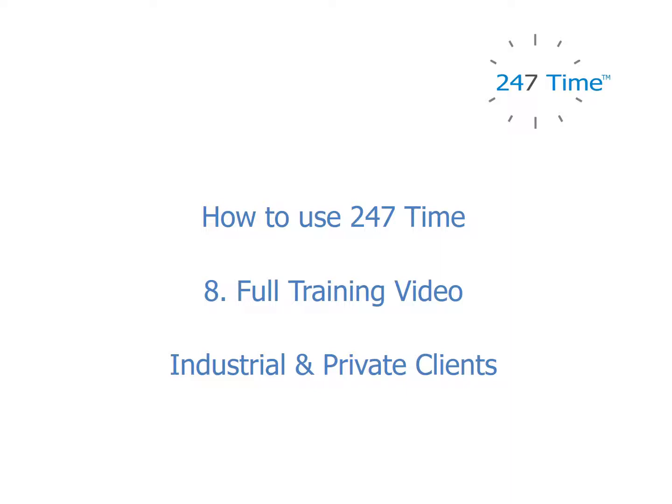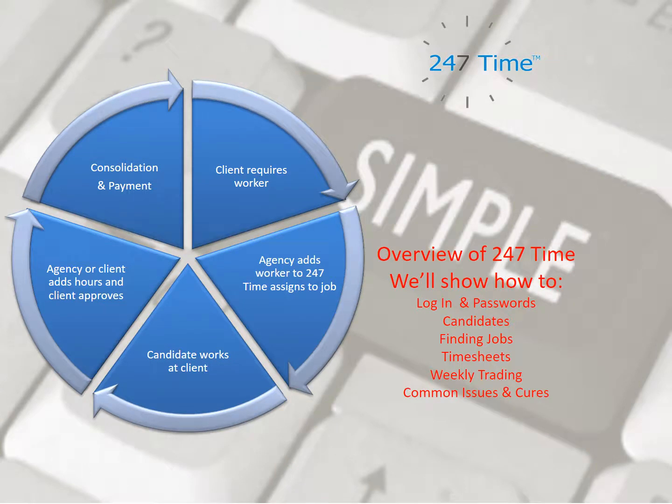Here we're going to show you a full training exercise on how to use 247 time in respect of industrial and private clients. So what we're going to show you here is how to log in, how to change your password, how to add a candidate into the system and then find a job and assign that candidate to a job role. We'll look at timesheet information, what's available to you, how to find out your weekly trading at the end, and look at some common issues and cures that we have in terms of users.